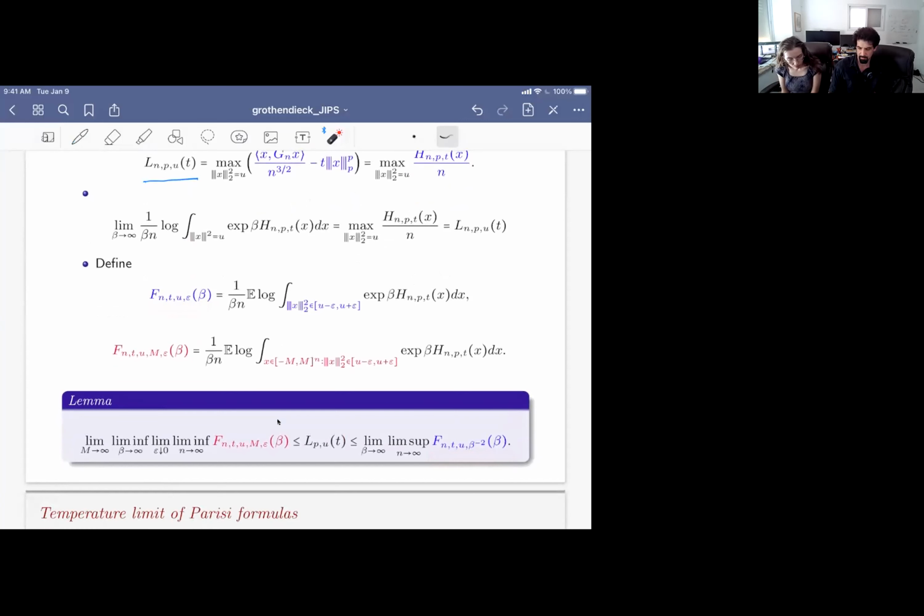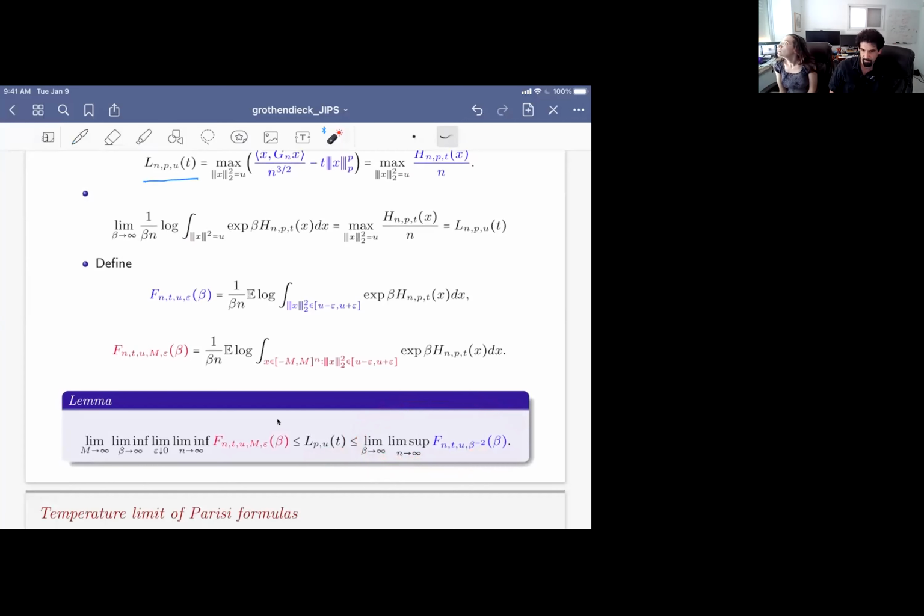In this blue free energy, if we let n tend to infinity and then let beta tend to infinity, simultaneously letting epsilon go to 0 as beta tends to infinity, as 1 over beta square or 1 over beta cube, then we get an upper bound for this object. And this can be studied by Guerra's replica symmetric bound. For the lower bound, things are more complicated.